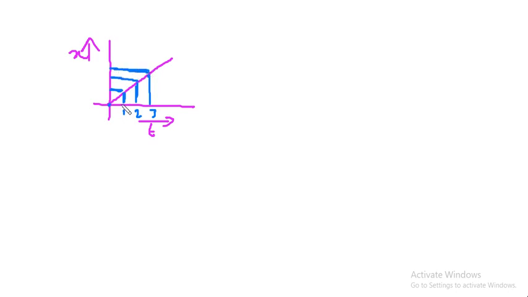So this kind of graph actually represents uniform motion, and the particle is moving towards the positive x direction. As time is increasing, x is also increasing, so the particle is moving in the positive x direction and its motion is uniform motion.